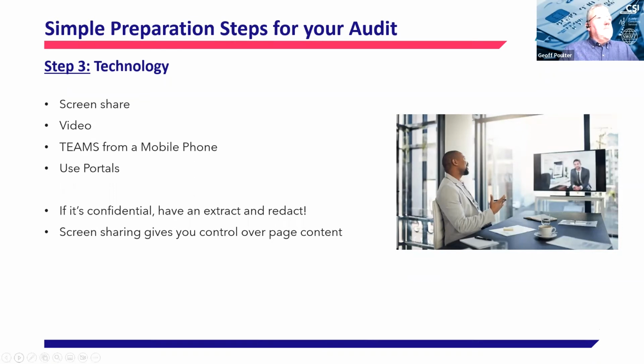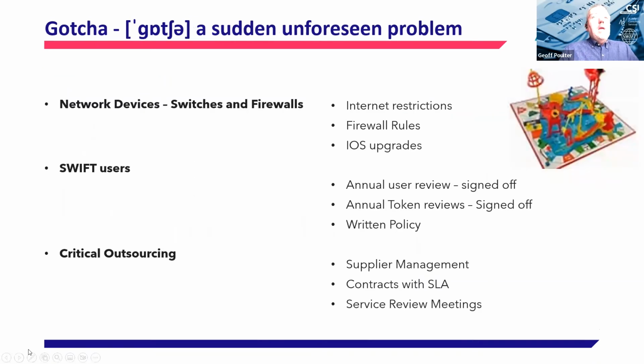What about the gotchas? We've got a couple of pages to really go through here with some of the things where we see people struggle. So starting at the top, network devices. For some reason, auditees tend to think of this as what we do on our servers, what we do on our PCs. For a Swift audit, we're less concerned about your servers if you're a building society, because obviously your footprint is that you don't have Swift servers. But you've got to remember about your network devices, switches and firewalls.